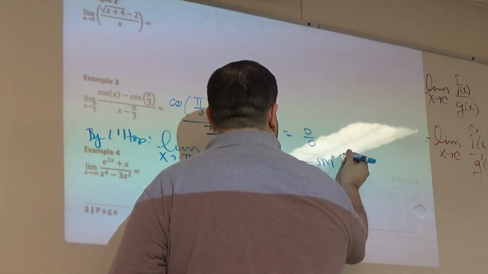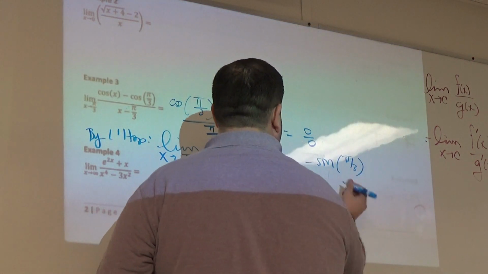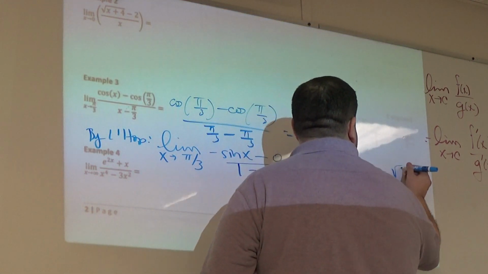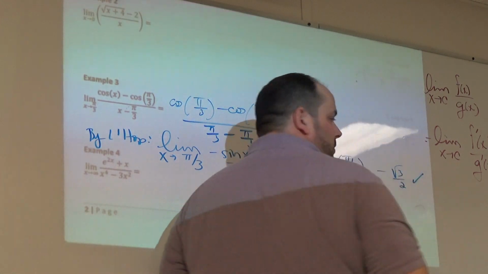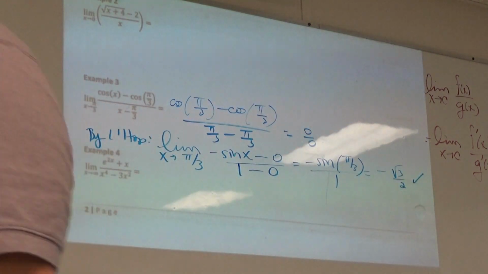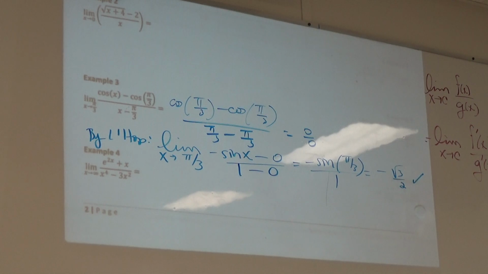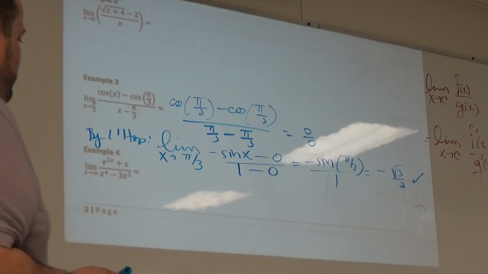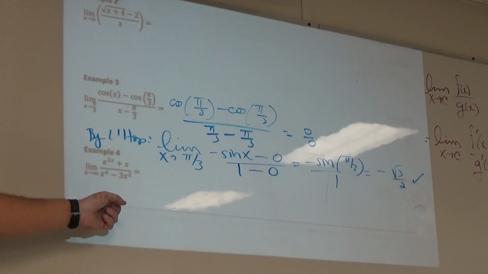Now try plugging in and you're going to get negative sine pi over 3 divided by 1. So negative square root of 3 over 2. 3 in a row, where the old way matches up with the new way. The new way is awesome. Let's try this last one together.